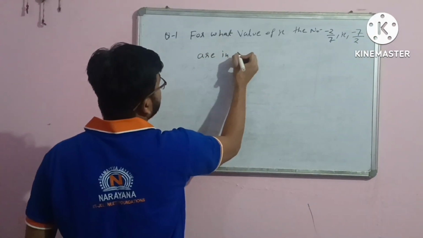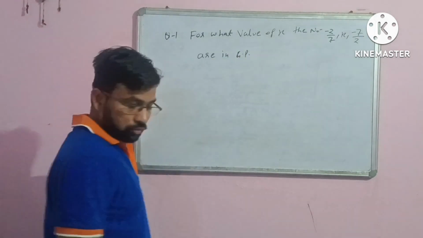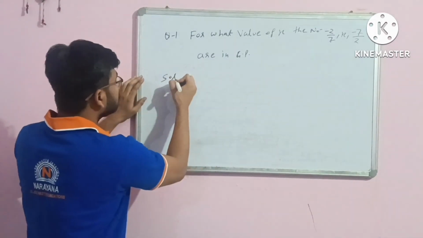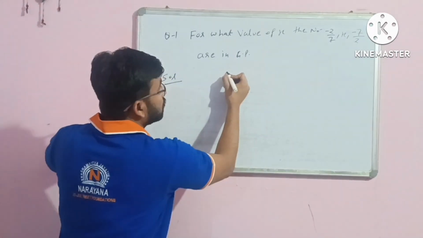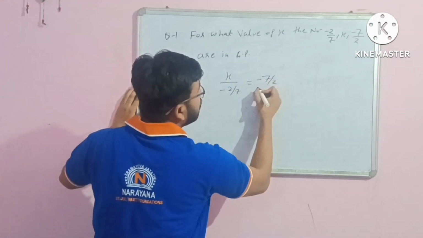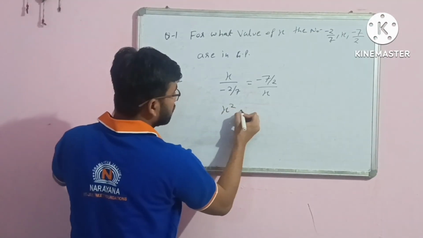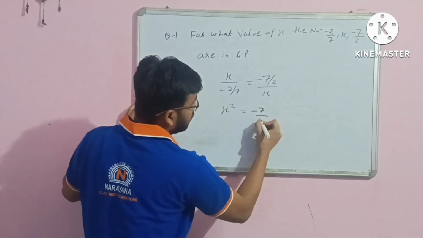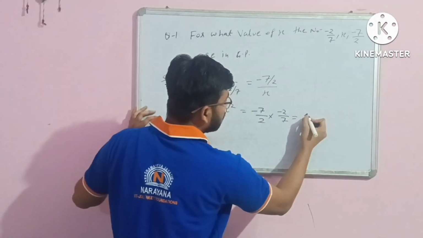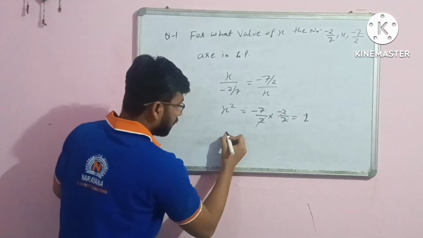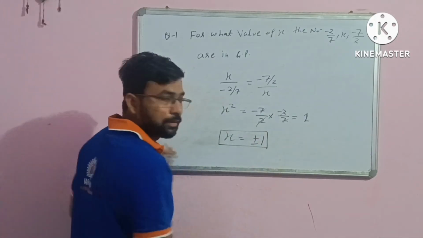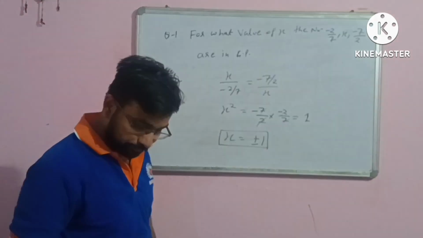To calculate the value of x, we know that in a GP the ratio of two consecutive terms is the same. So x upon minus 2 by 7 becomes equal to minus 7 by 2 upon x. So x square becomes equal to minus 7 by 2 into minus 2 by 7, which gives 1. So the value of x is plus minus 1. Here we get two values of x, plus and minus 1.